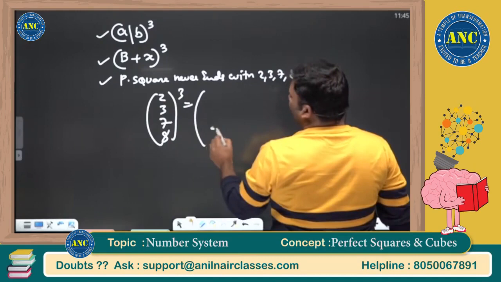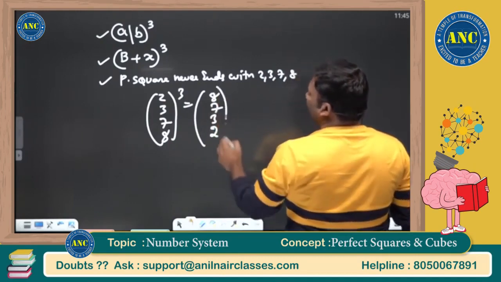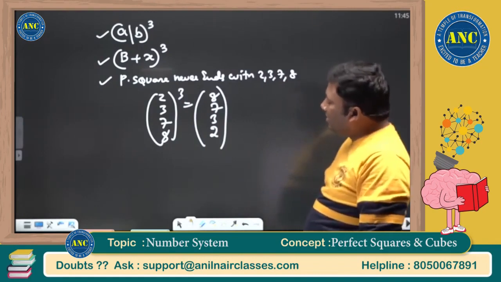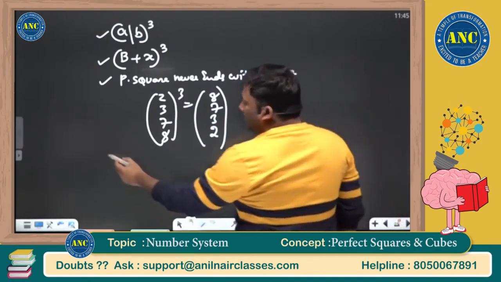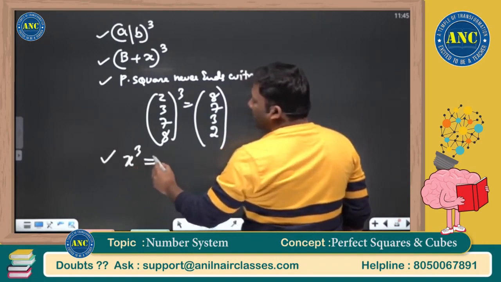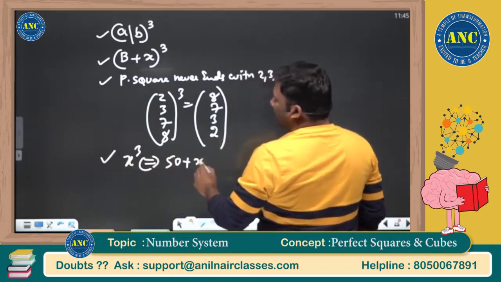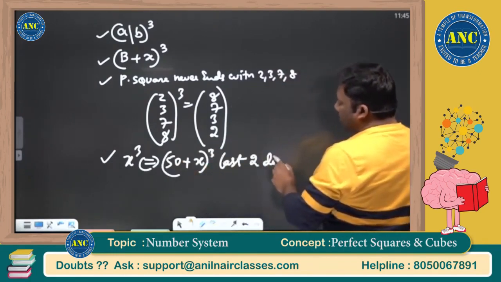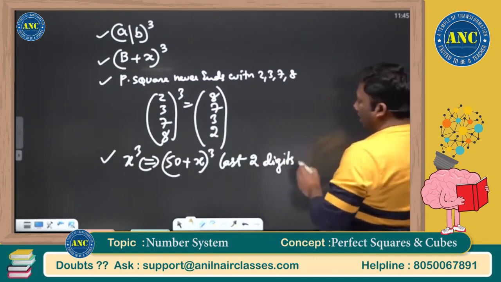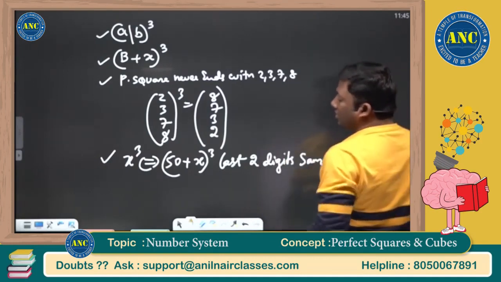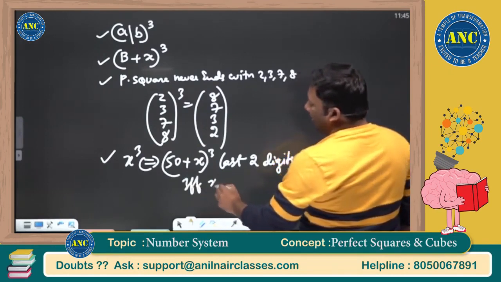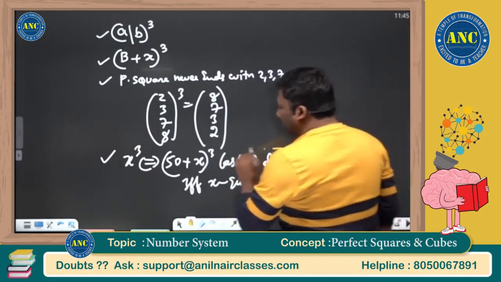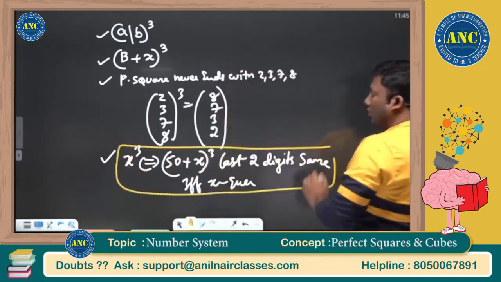On cube, I will get 10 minus the unit digit. 10 minus 2, it is 8. 10 minus 3, it is 7. 10 minus 7, 3. Now we will see the application of these CAT level concepts. 50 plus x whole cube. The last two digits will be the same if x is even. Now let us focus on the fourth concept, concept by concept from the basics to the advanced level.